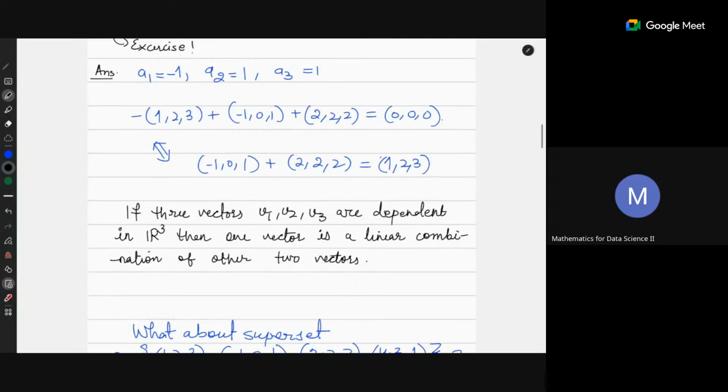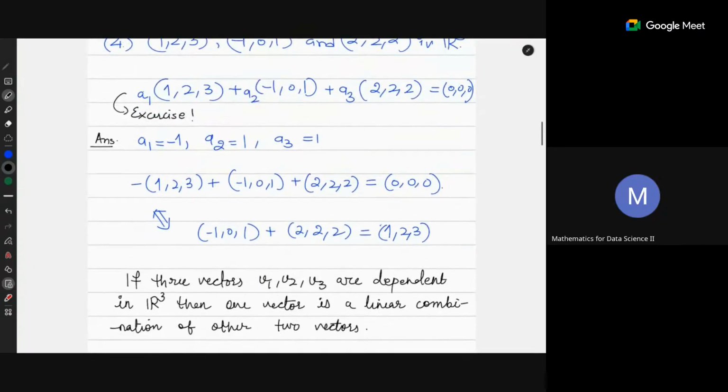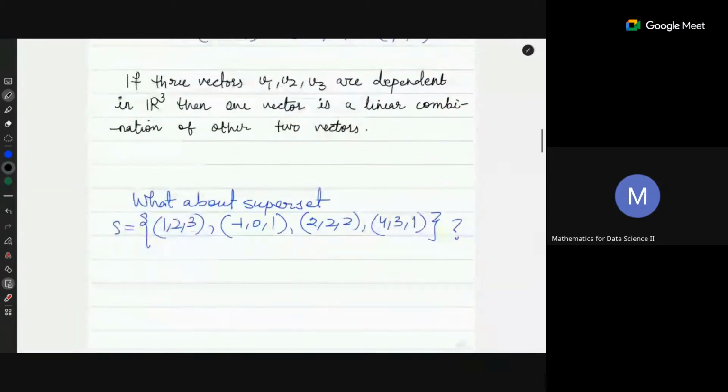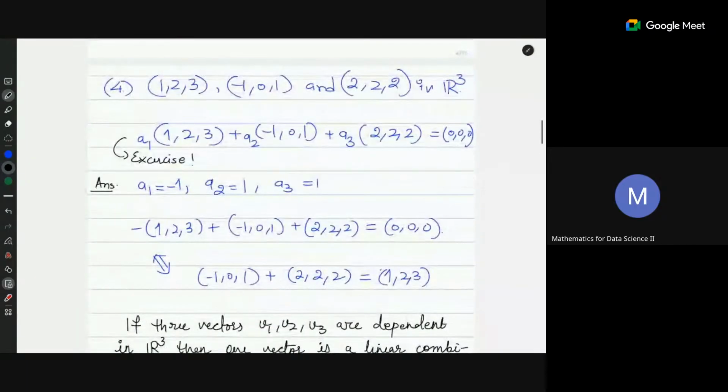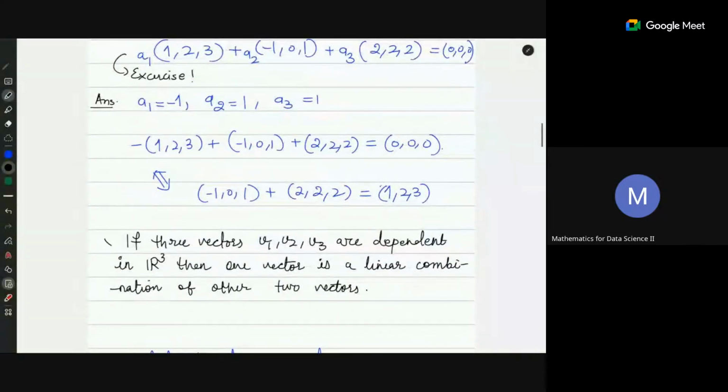All right, as you have noticed in this case. Okay. All right. Now, what about this superset? So you have noticed that these 3 vectors are dependent. So these 3 vectors are dependent that we have seen, and we have also noticed this small remark.